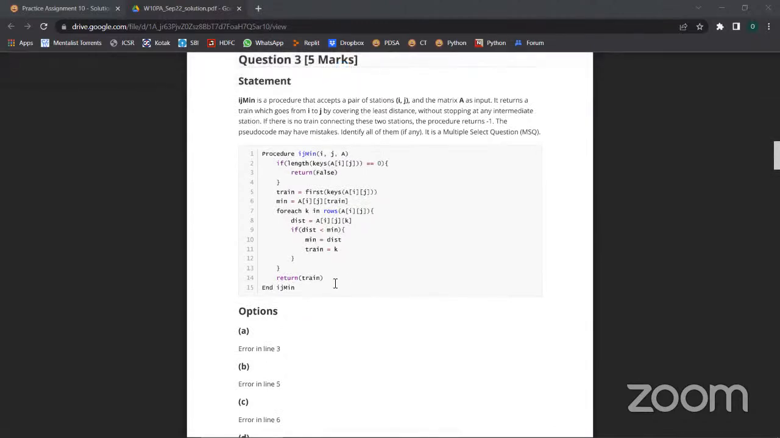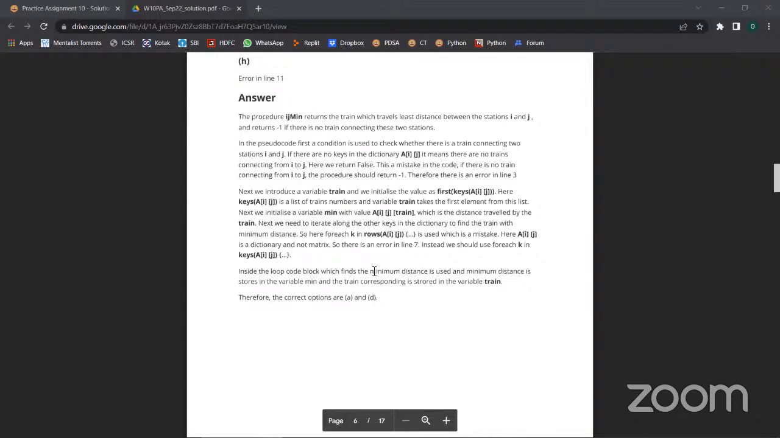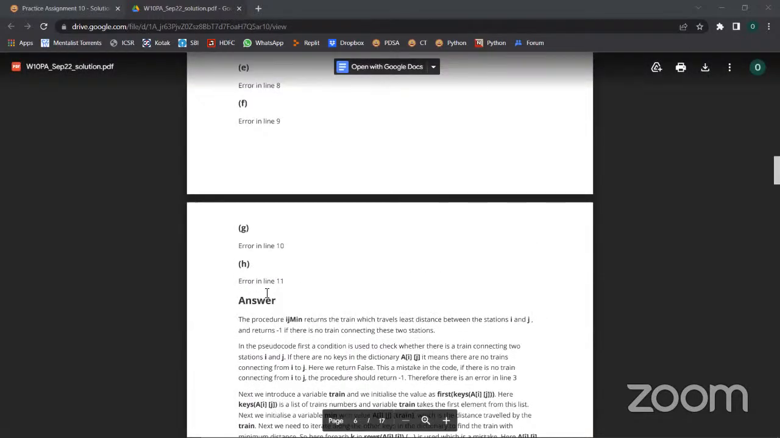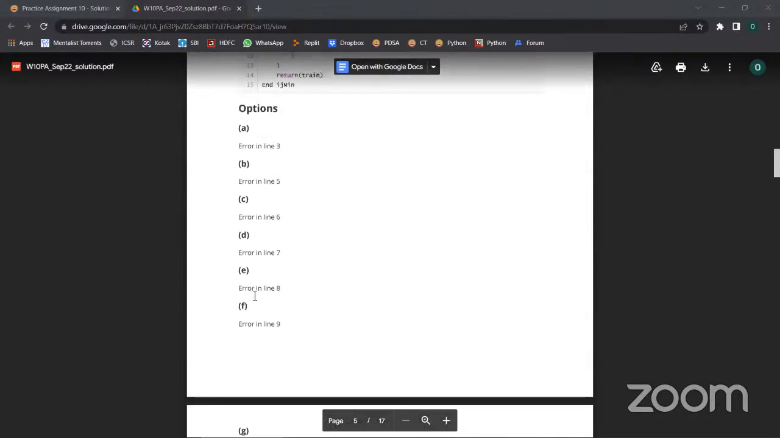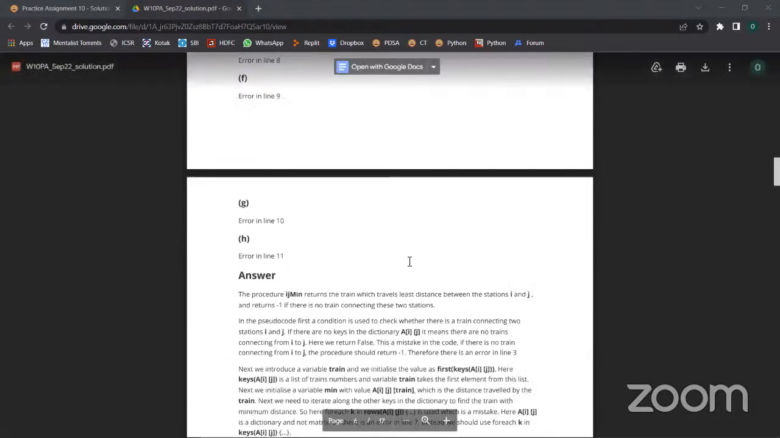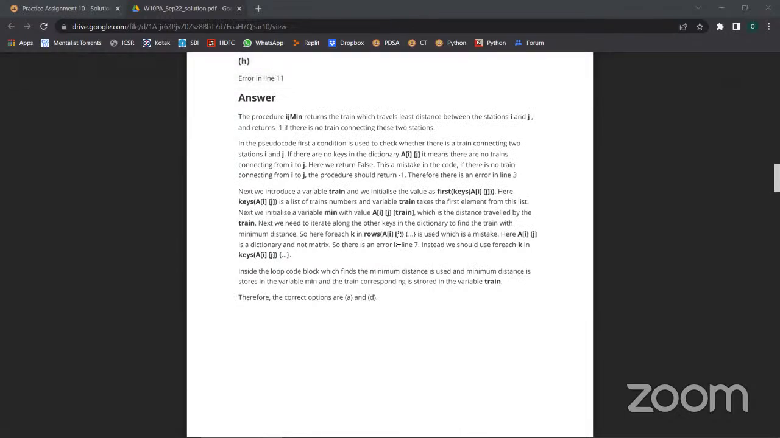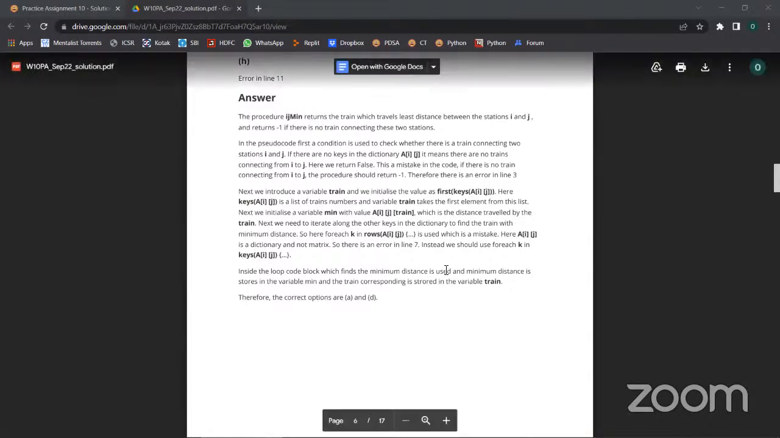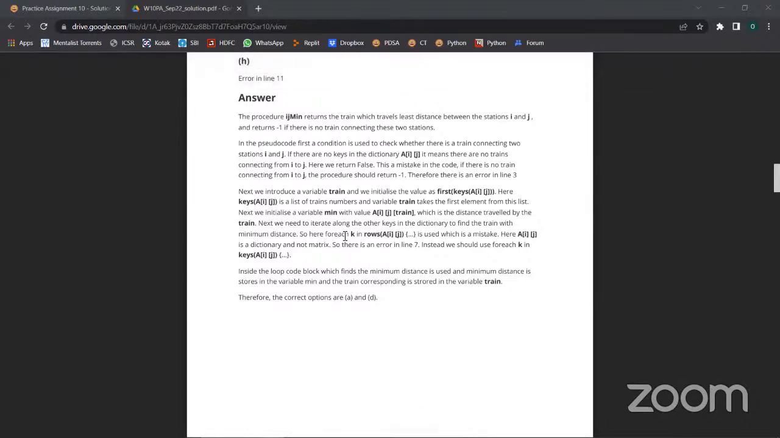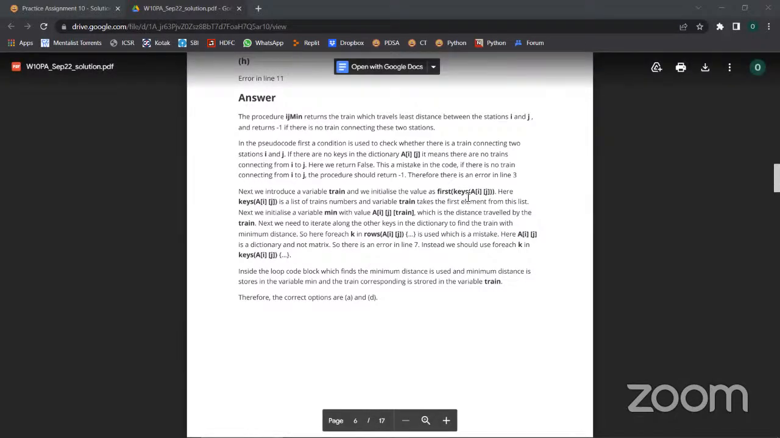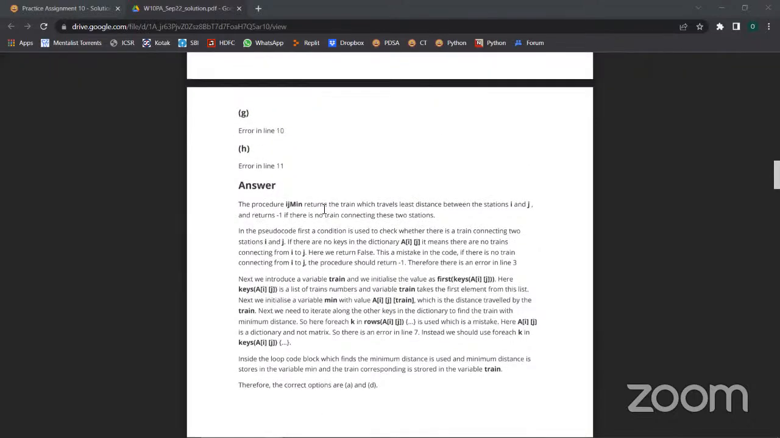Sir, the error in line 3 is understandable. I want to ask about line 7. What is the answer of this question? Because I haven't even looked at the question, so I don't know. Sir, lines 3 and 7. Okay. Sir, in line 7, it is said that it is not a matrix but a dictionary. That's why the key is used. But sir, I understand the keyword should be used, but why is it mentioned that it is not a matrix?